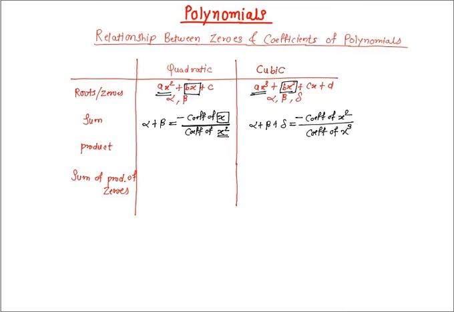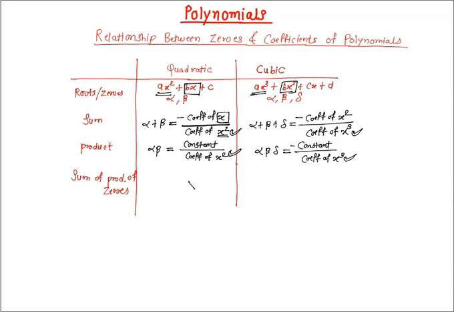Now what is the product of zeros for a quadratic polynomial? It is alpha beta equals constant divided by coefficient of x squared. Similarly, for a cubic polynomial, it is alpha beta gamma equals minus of constant divided by coefficient of x cube. So, if you observe, whether it is the sum or the product, the denominator here is the same. Same is the case for the quadratic polynomial. The denominator is the same.